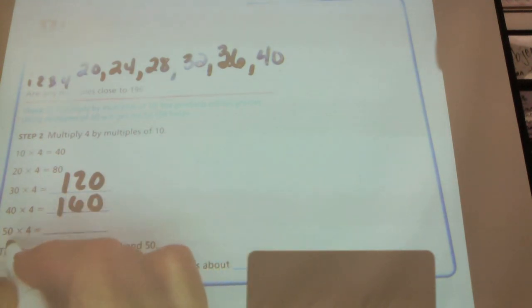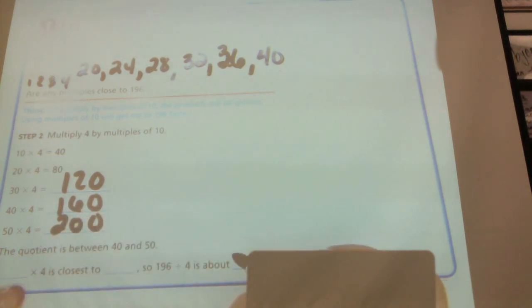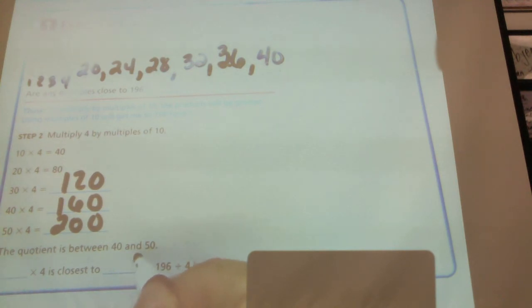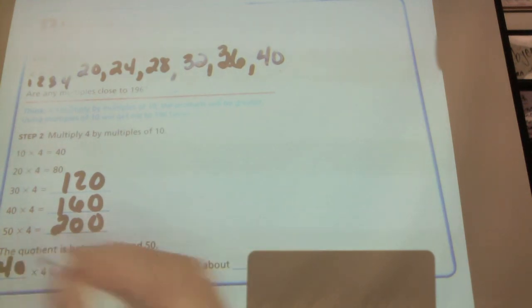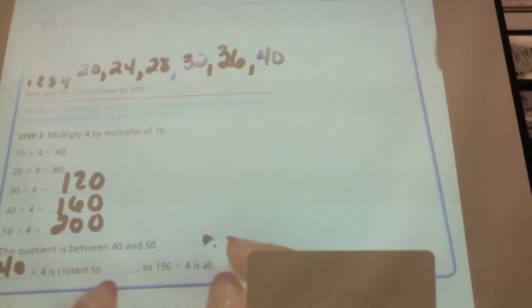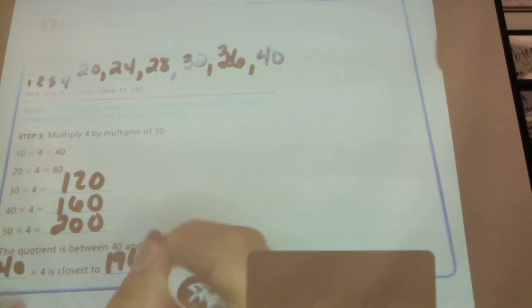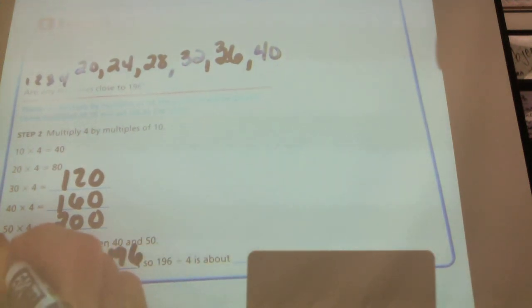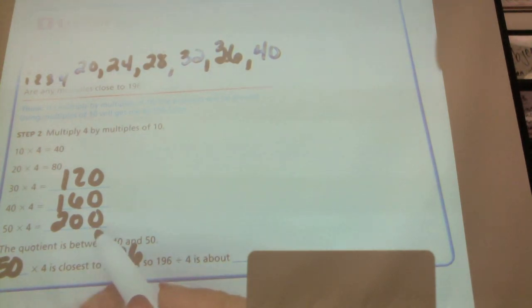We're close. 50 times 4. 200. Ooh, look, we're close. Okay? The quotient, yeah, we're past. The quotient is between 40 and 50. So 40 times 4 is closest to, oh, we're looking for 196. Which one is closest to 196? 40 or 50? 50 times 4 is closest to 196 because it's only 4 away.